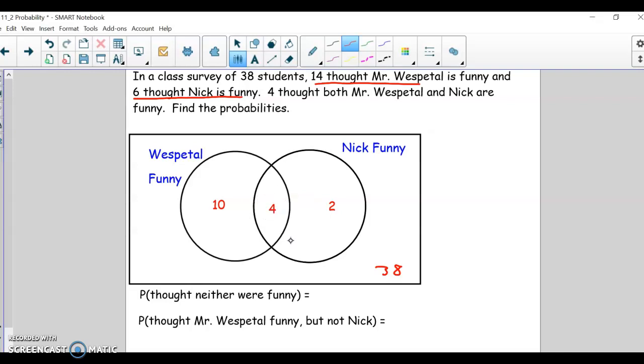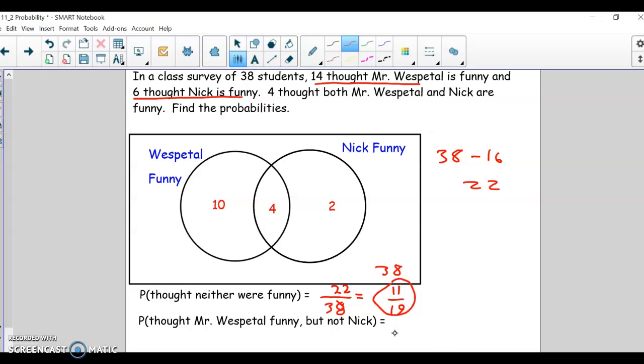So the probability that thought neither were funny, so the total again is 38, and you just have to find out, in this case, the favorable is the ones that thought neither of us were funny. So out of the 38, let's see, there's 16 that are in these circles. So the ones that thought neither of us were funny would just be 22. So it'd be 22 out of 38 or 11 out of 19 if we reduce it a little bit. So a little bit more than half by the look of it.